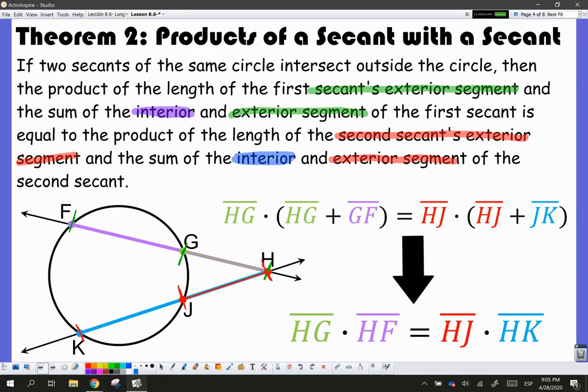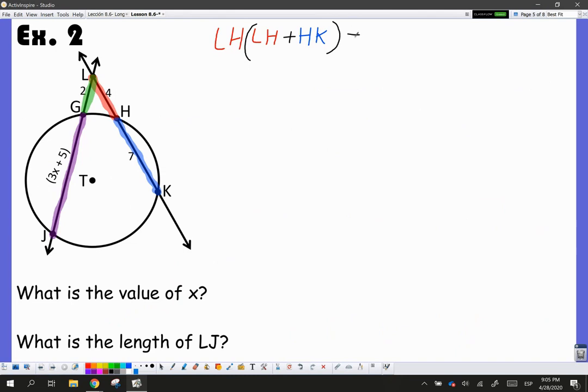Now, according to my theorem, this first part is equal to the parts from the second secant. So let's set that up. I have equals, and I know something's here. Then I have parentheses here, and I have a plus sign in between them. So I know that outside the parentheses is going to go the outside part of the second secant.